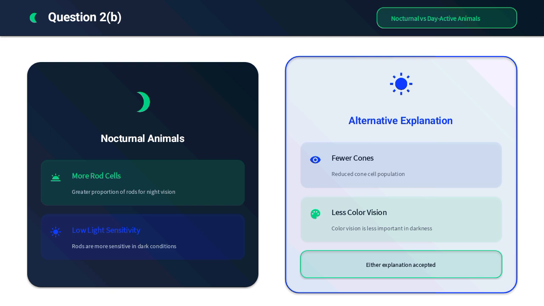An alternative way to answer is to say that nocturnal animals have fewer cones. Why? Because color vision, which cones provide, is less important when it's dark. Both explanations are correct as long as you link the structural difference to the functional advantage for night vision.